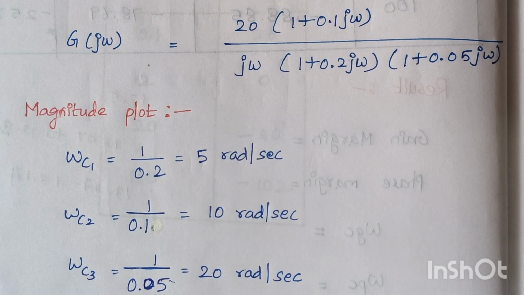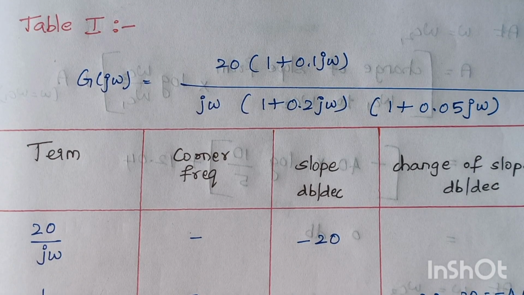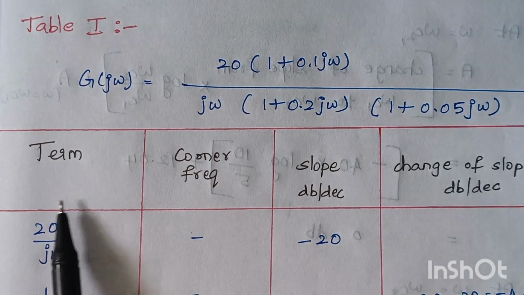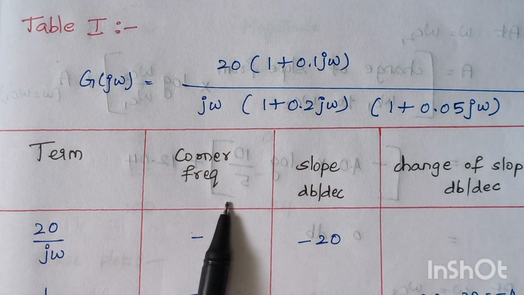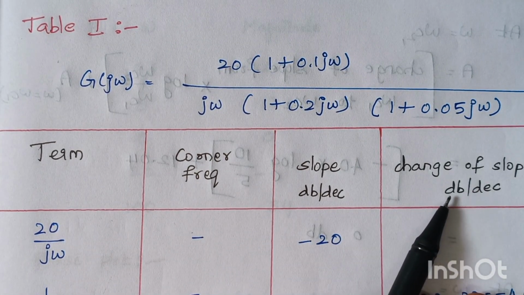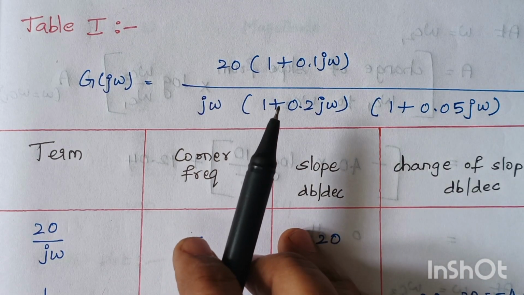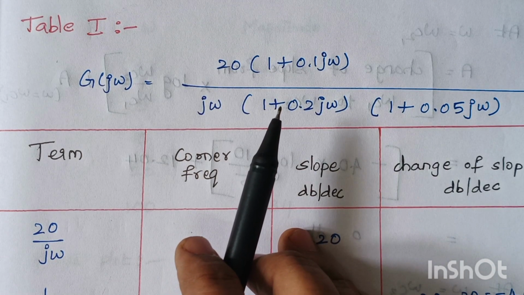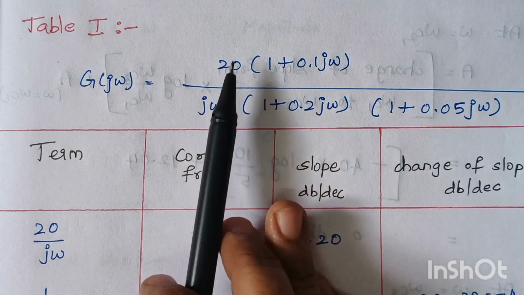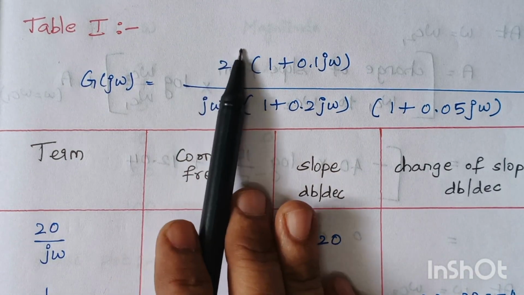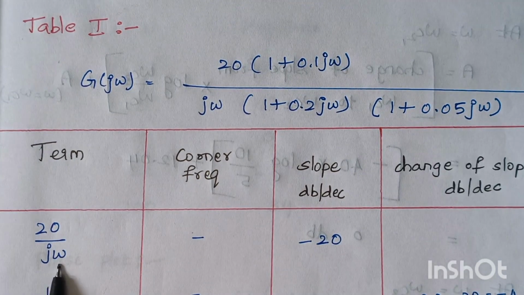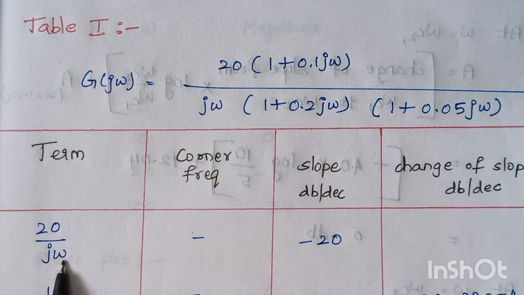So the next thing is, we are going to form a table, right? Our table consists of 4 columns: terms, corner frequency, slope, and change of slope. While arranging the terms, the first priority should be given to the constant along with omega, that is individual omega. So here I have 20 by j omega, and I have to write it first. Then after writing this, we have to arrange the terms based upon the ascending order of corner frequency.